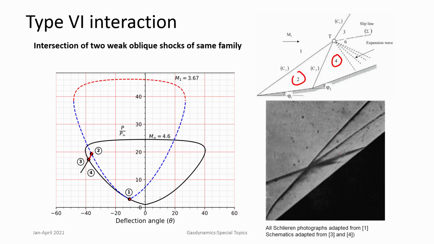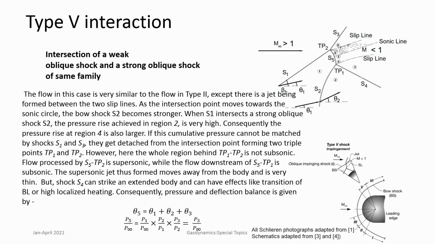In this case, what you see here, this dark region, are expansion fans. These expansion fans can impinge on the body. But these are relatively weak interactions, type 6. Then we come to type 5 interaction. Just like there was a distinction between type 1 and type 2 as the strength of shock increased, similarly in type 5 the strength of shock has increased compared to type 6.